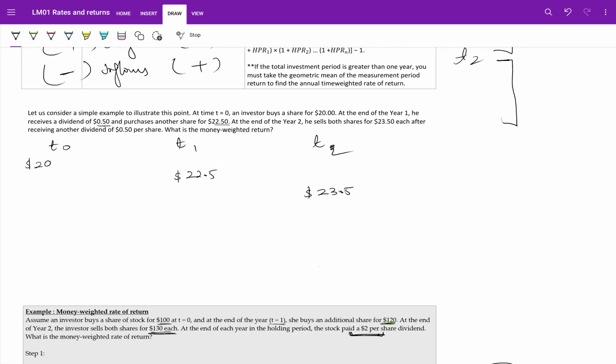The dividend of 50 cents was also received here. So both of these were sold. A dividend of 50 cents was also received here. One dividend of 50 cents was received here.